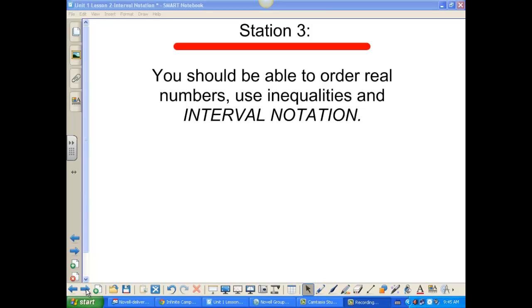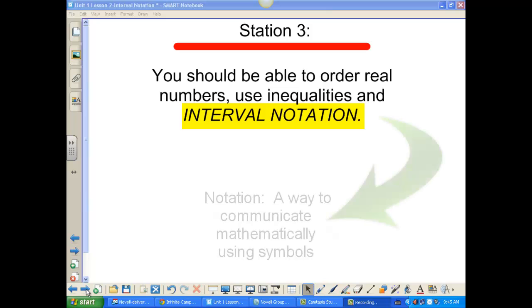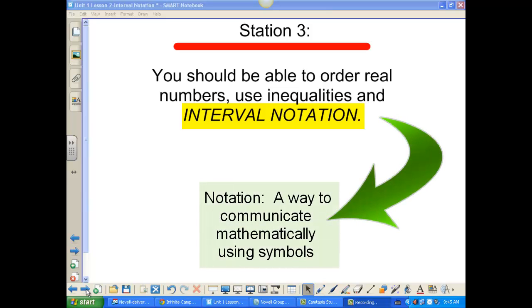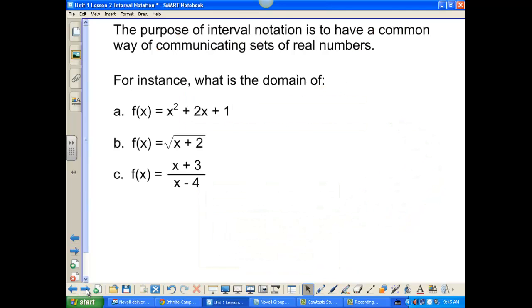Welcome to Station 3, where we are going to talk about ordering real numbers using inequalities. And here's what's new: interval notation. Notation is just a way that we communicate mathematically what our answers are when we want to divide the number line into certain regions. So in order to explain interval notation, let's review the idea of domain.